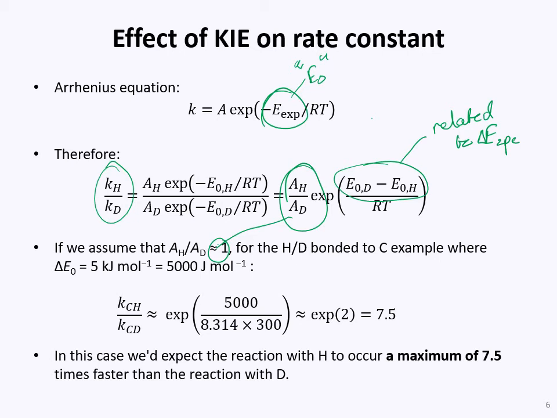And we can then say that the difference in these two is equal to 5 kilojoules per mole, and so therefore we need to make that back into joules per mole so we can cancel the units, but essentially that means that our ratio of rates is going to be about 7.5. So the reaction with the hydrogen is going to occur 7.5 times faster than the reaction with the deuterium, okay, because kCH is equal to 7.5 times kCD.